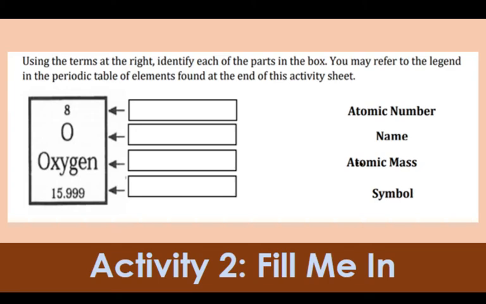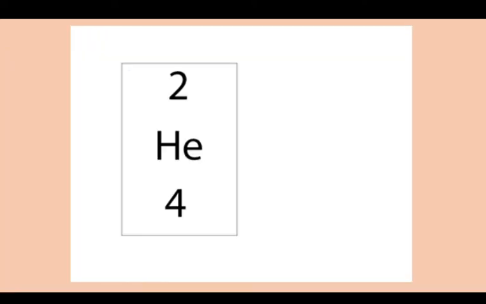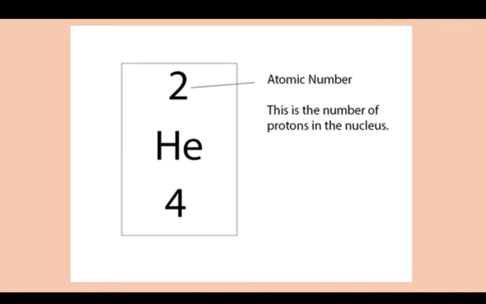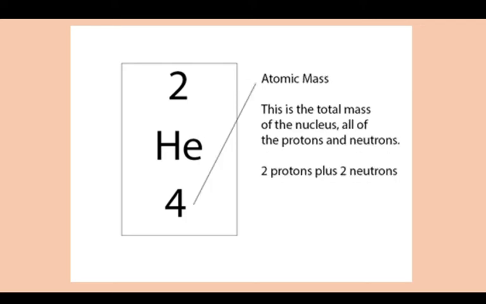Now you can start answering activity number 2 entitled Fill Me In. Using the terms at the right, identify each of the parts in the box. You may refer to the legend in the periodic table of elements found at the end of this activity sheet. As a guide, He is the symbol for helium, 2 is the atomic number, and 4 is the atomic mass.